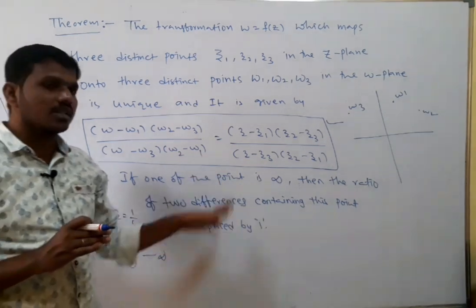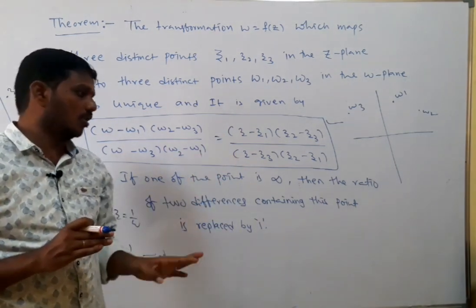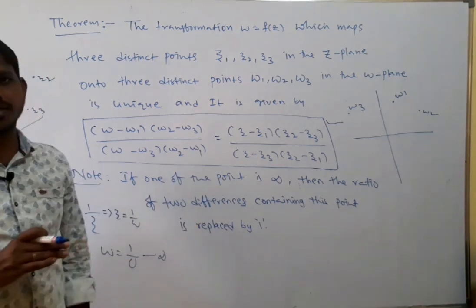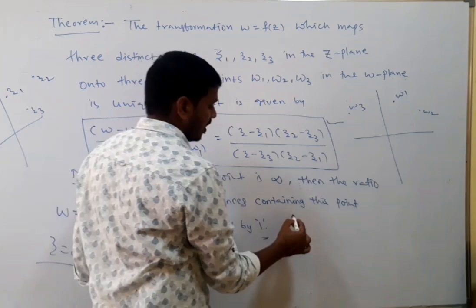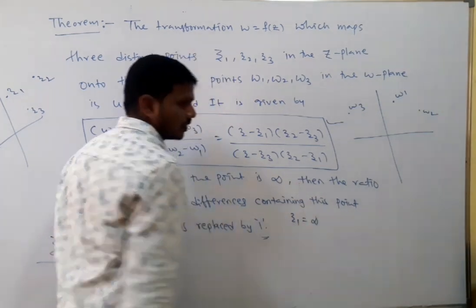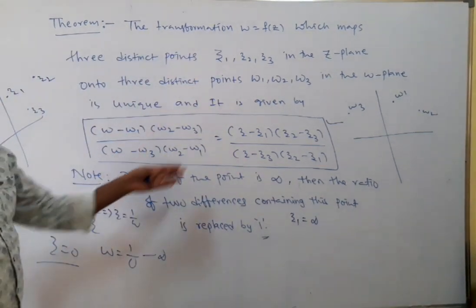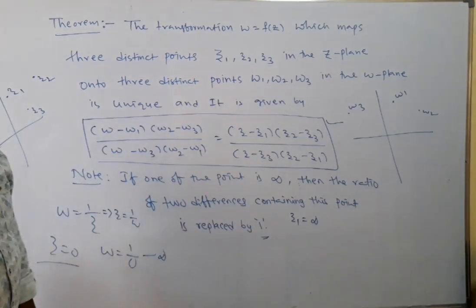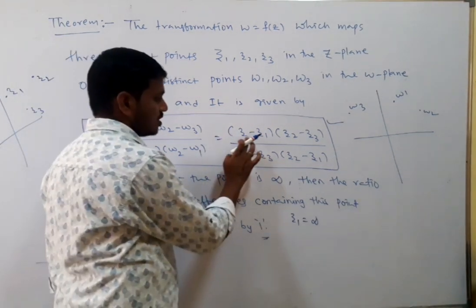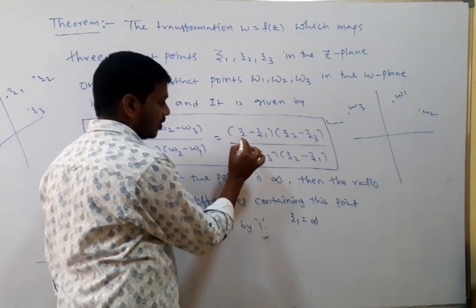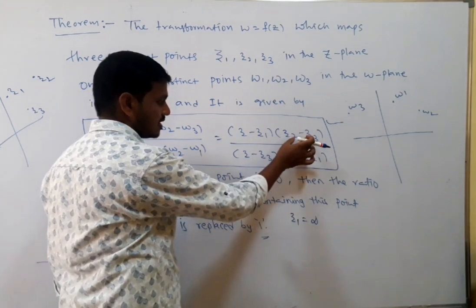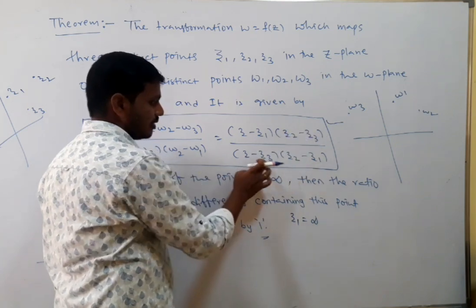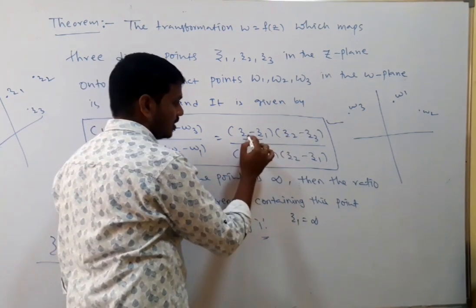If one of the points is infinity, either in the z plane or in the w plane, then the ratio of two differences containing this point is replaced by 1. This is very important. Suppose z1 is equal to infinity. Obviously we are going to substitute z1 equal to infinity on the right side. I don't want to write z1 equal to infinity. I consider z2 and z3; you will get the constant here. z minus z3, you have this. There is no problem for z2 minus z3 and z minus z3. We should concentrate on this part and this part, right?